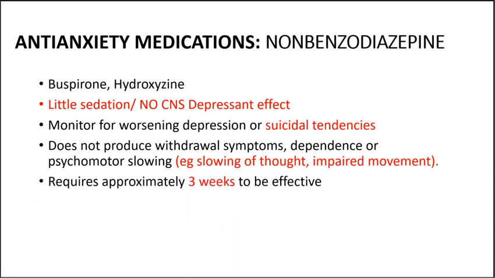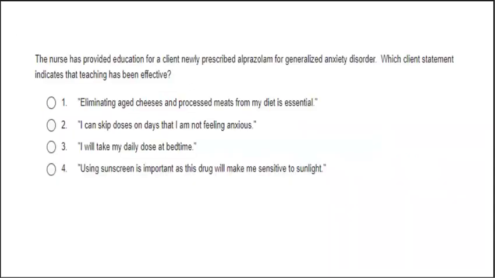Again, it requires approximately 3 weeks to be effective. So onset of symptom relief occurs after 1 week of therapy, with full effects occurring between 2 to 4 weeks. So approximately 3 weeks to be effective. And we're going to close with some test questions. The nurse has provided education for a client newly prescribed alprazolam for generalized anxiety disorder. Which client statement indicates that teaching has been effective?